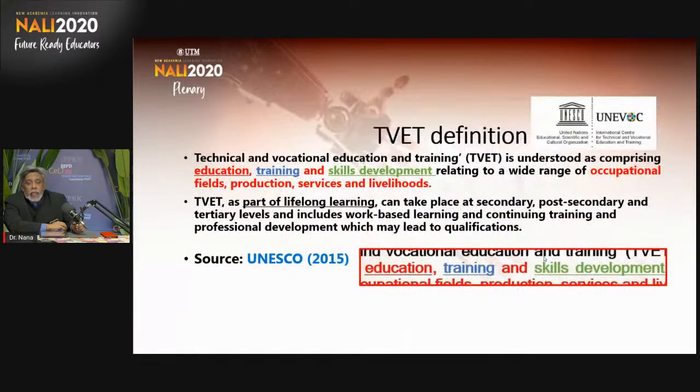A bit of definition about TVET. I'm sure you've heard of this. This is taken from UNESCO. Technical and vocational education and training is understood as comprising education, training and skills development, and the other one is occupational fields, production and livelihood. So there are three aspects that make up the TVET. This is something I think I've got to make very clear in the beginning.